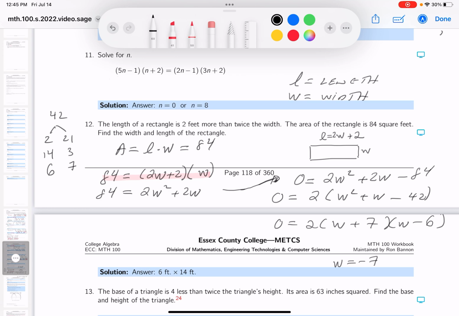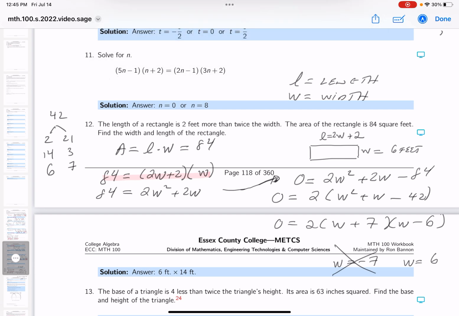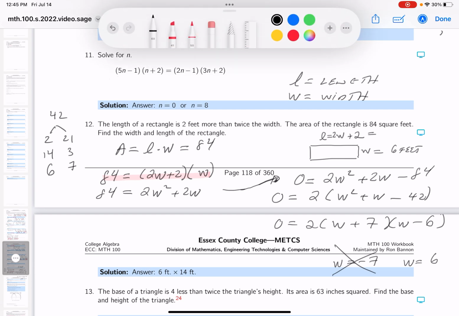I want to point out, that really doesn't make much sense to me, because it's a width of a rectangle. It's not negative, right? The W could be 6, though. All right, so what I want to do is see if it makes any sense. And I know this is in feet, by the way. So the width is 6 feet. And what's the length going to be? Let's be careful about that. 2 times 6 is 12, and 12 plus 2 is 14. 14 feet.